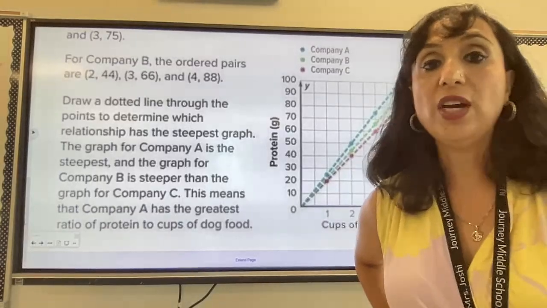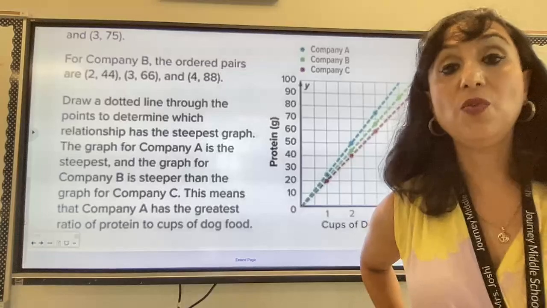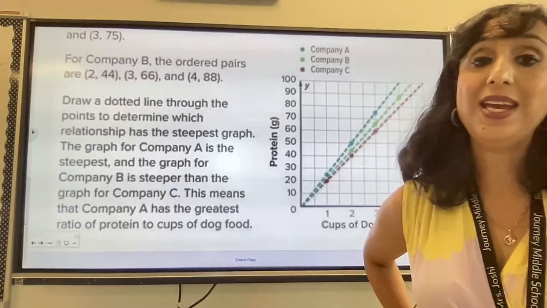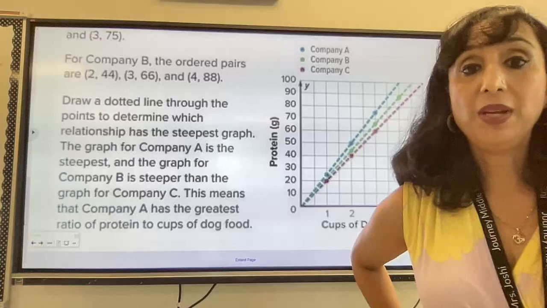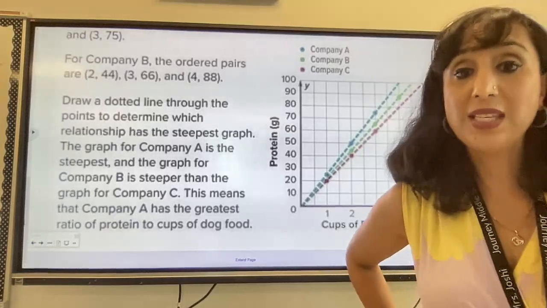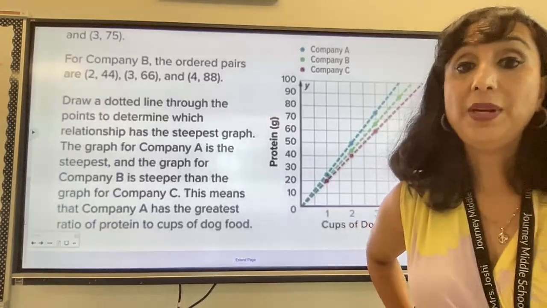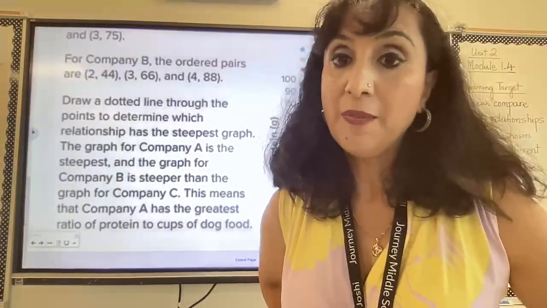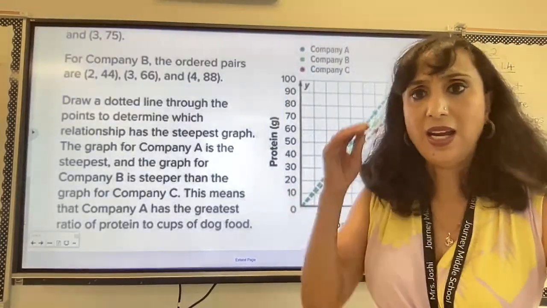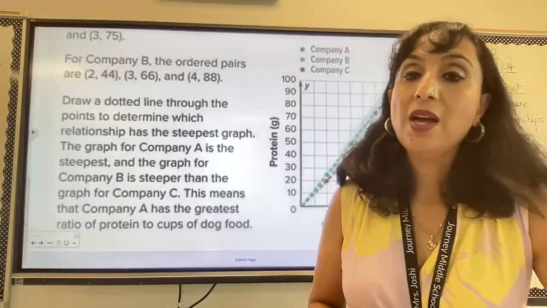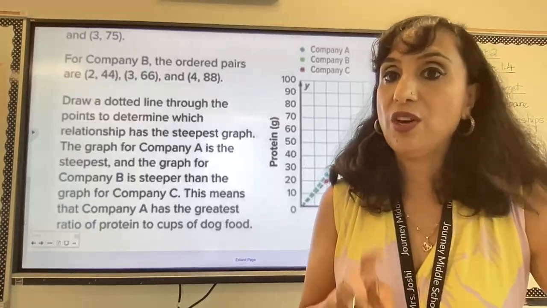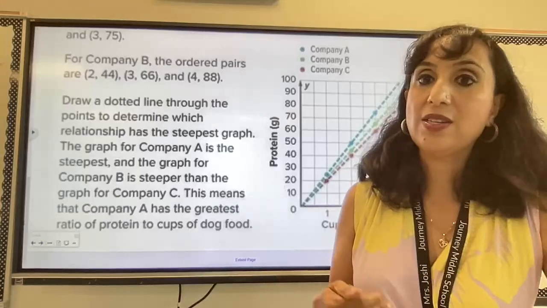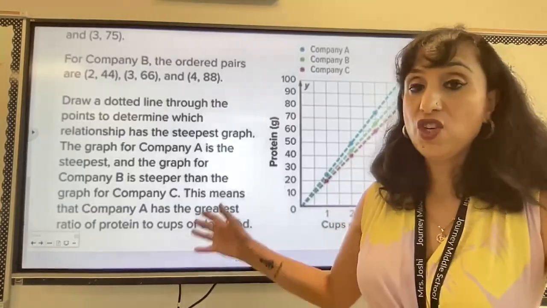All right, so you're drawing a dotted line through the points to determine which relationship has the steepest graph. And of course, the graph for company A is the steepest. And the graph for company B is steeper than the graph for company C. This means that company A has the greatest ratio of protein to cups of dog food. So just by having those numbers in our head in the beginning, knowing how much per cup, where the numerator was the highest or that ratio was the greatest, of course that graph is going to be rising faster or at a steeper rate than the other graphs, just by looking at this.